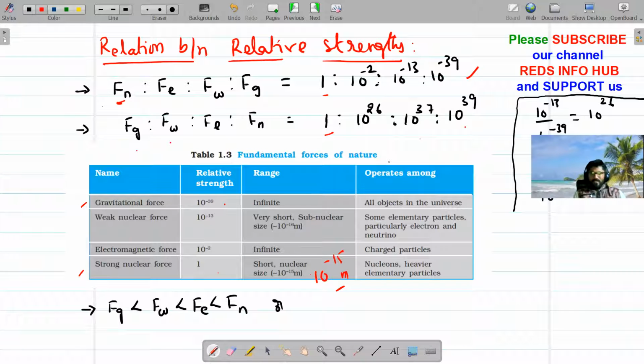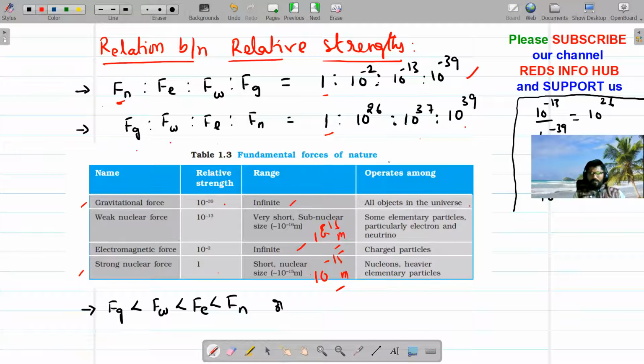Whereas electromagnetic forces are long range forces. The range is extended up to infinity, so we can call them long range forces. Whereas weak nuclear forces, or weak forces, are also short range forces, existing in subnuclear dimensions, of the order of 10 power minus 16 meters. Whereas gravitational forces are also long range forces, or you can say their effect will be there up to infinity relatively.